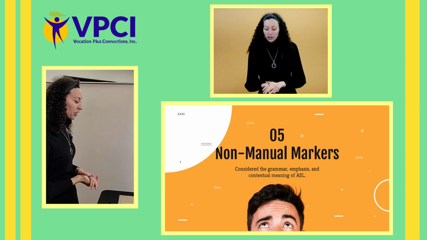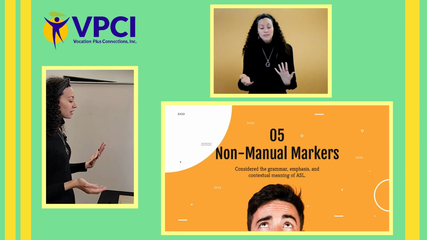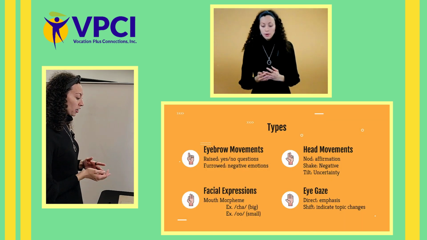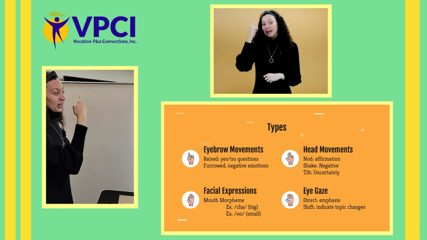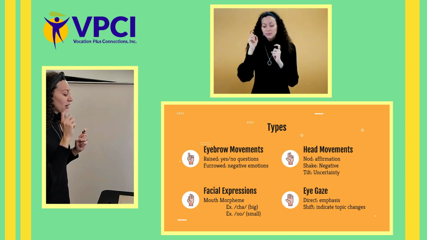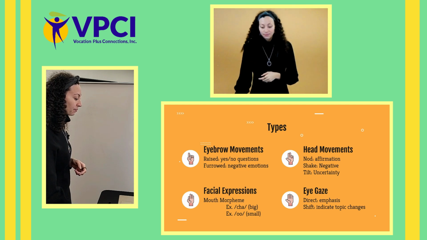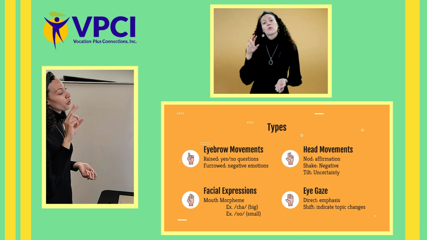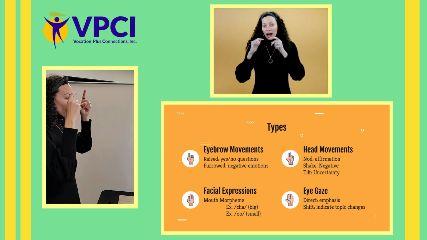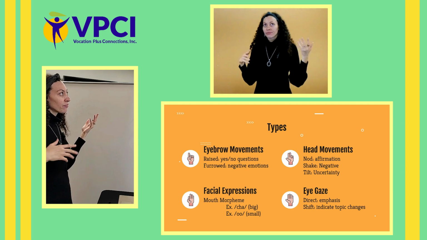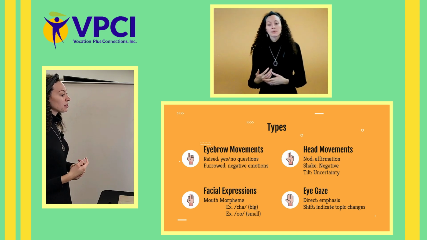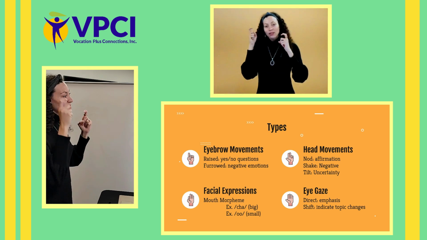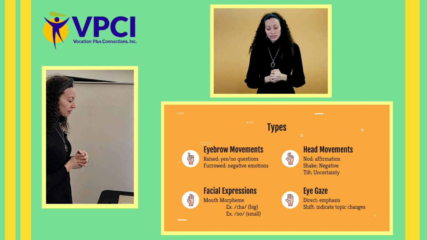Lastly, the non-manual markers are considered the grammar, the emphasis, and the contextual meaning of ASL. There are different types of non-manual markers: eyebrow movements, head movements, facial expressions, and eye gaze. When your eyebrows are raised, that's for yes or no questions. When your eyebrows are down, that's sometimes a negative emotion, but sometimes a rhetorical question or a what question. So the eyebrows play a part in the differences between the questions.